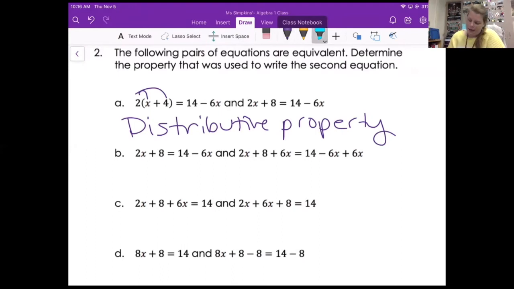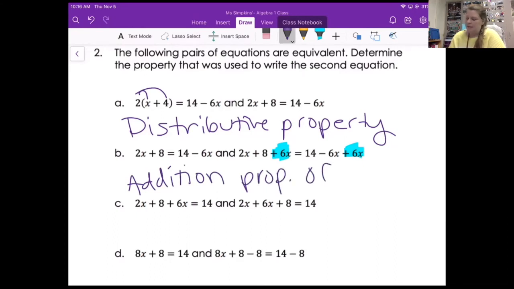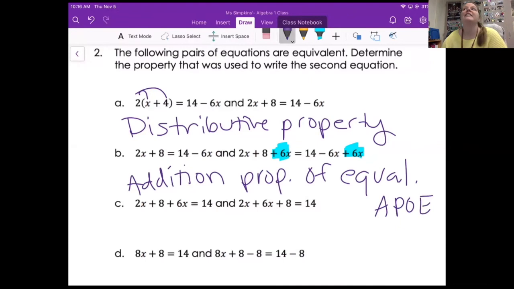Letter B, they added 6x to both sides. So that would be the addition property. And I'm taking after Kevin. I'm going to be lazy over here and just write prop of equal. So if you want to do that too, Kevin did APOE. So if you want to be super lazy, I'll accept that, as long as you tell me the difference. I need to know the difference between division and distributive because those both start with a D. So you at least need to make it known which one of those is which.